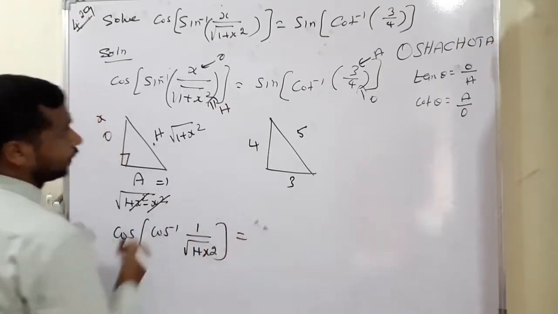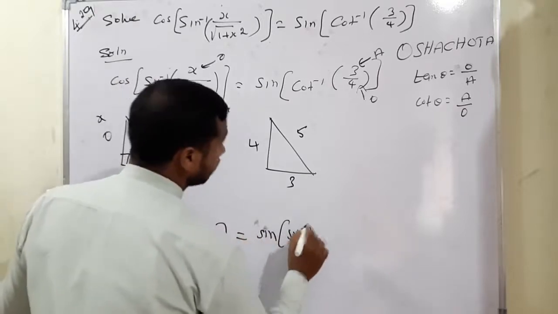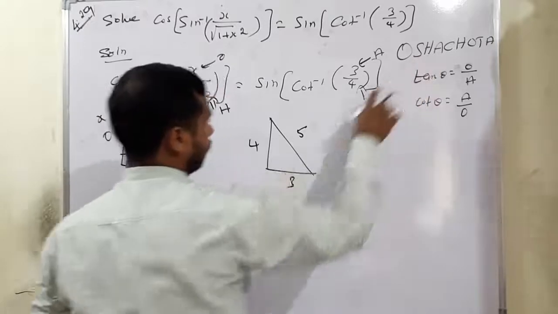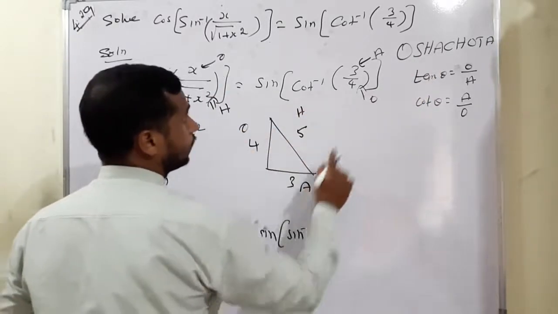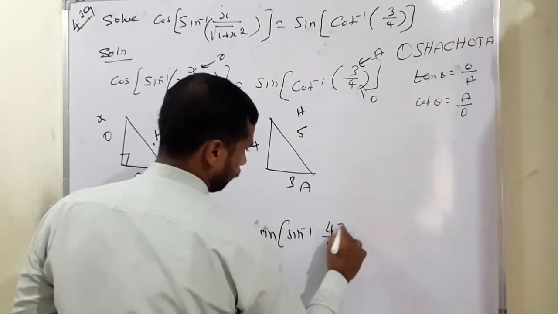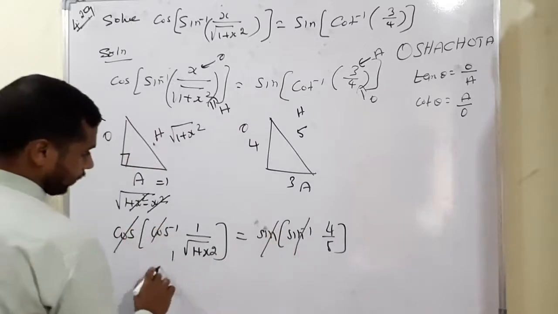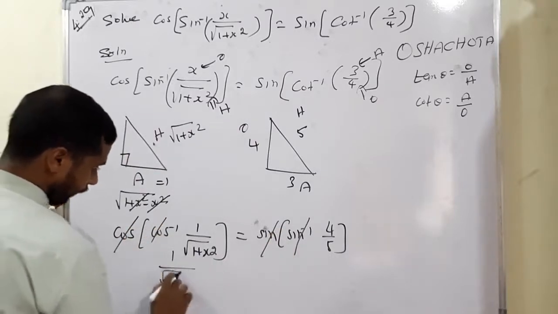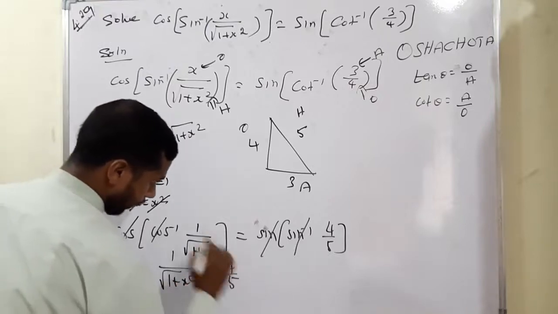Next, it is equal to sine of the second term. Sine means opposite divided by hypotenuse, so 4 by 5, isn't it? 4 by 5. Sine and sine inverse cancel, cos and cos inverse cancel. So 1 by √(1+x²) is equal to 4 by 5.